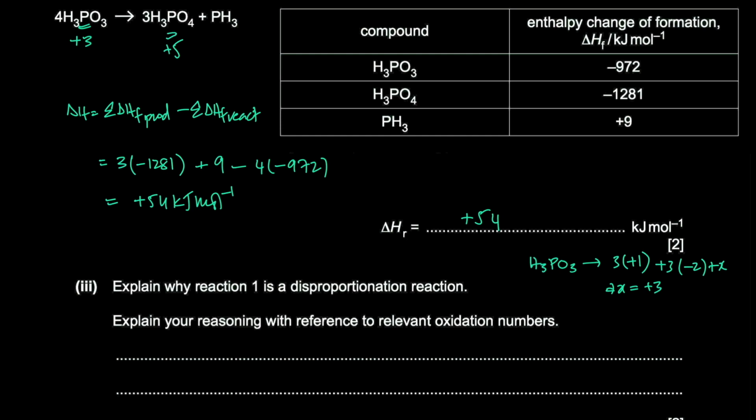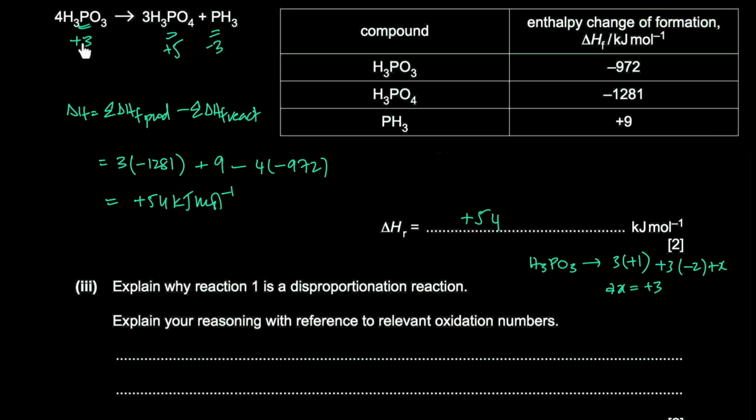But in the question, they've said that this is phosphoric(V) acid, so you don't need to calculate it, but you can. And then in PH3 over here, that's phosphine. In PH3, phosphorus is -3, because the 3 hydrogens are +1 each, so that's +3, so phosphorus must be -3.